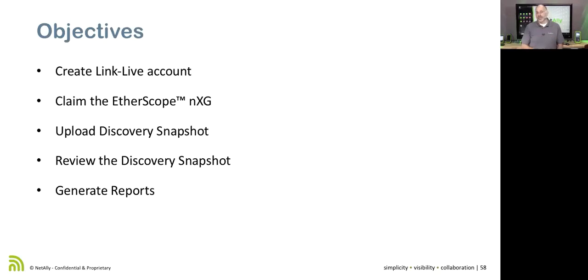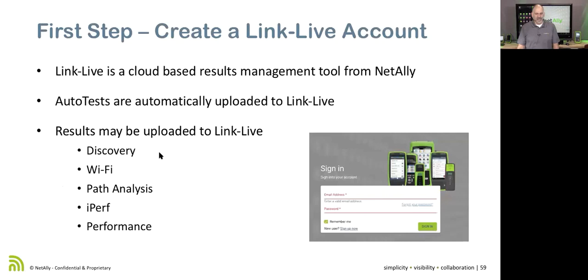So in this case, we're going to look at how we go in and create that Link Live account, claiming our EtherScope nXG to that account, upload our discovery snapshot, take a look at our discovery snapshot, and generate some reports. First thing, create that account, www.link-live.com. So we can go out there, we get the sign-in window. If we don't have an account already, we can click on Sign Up Now.